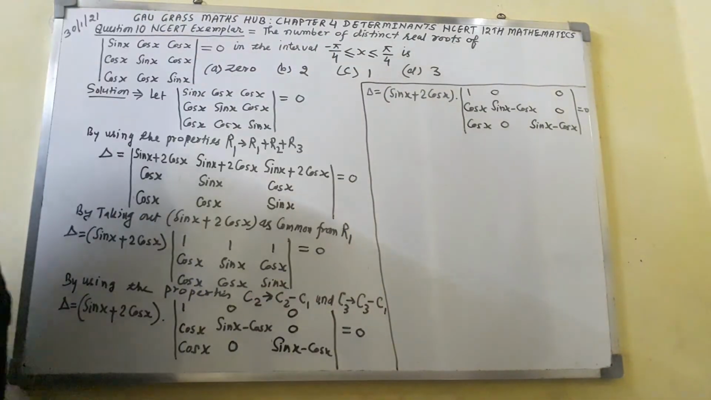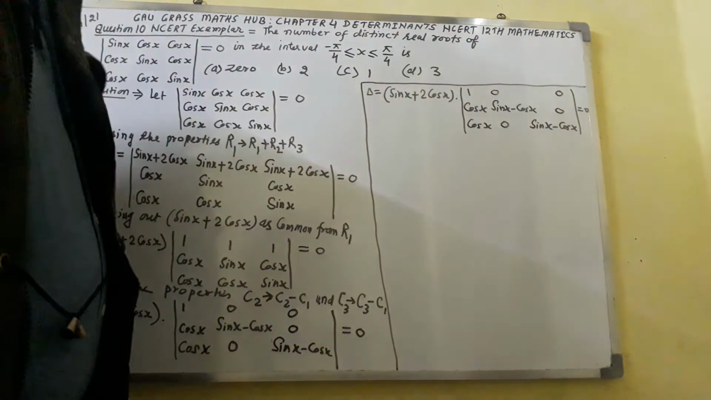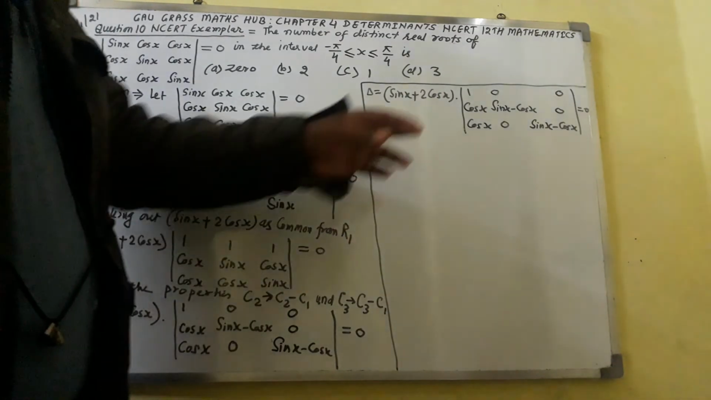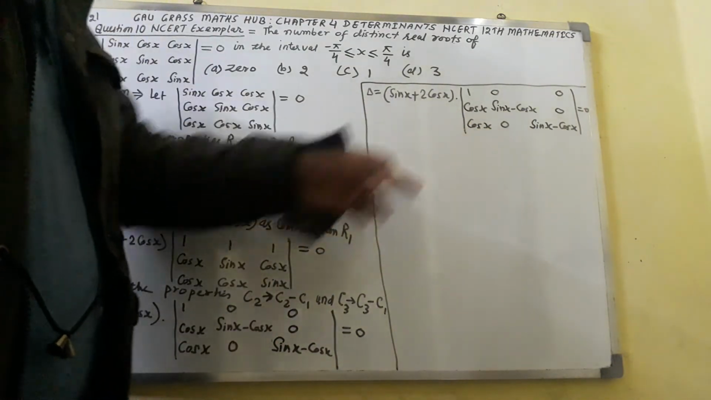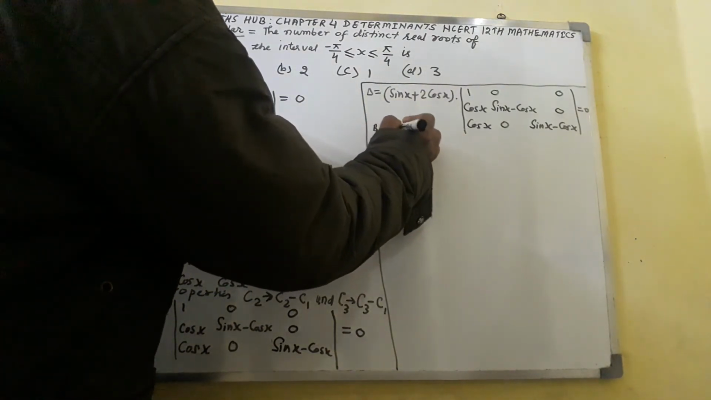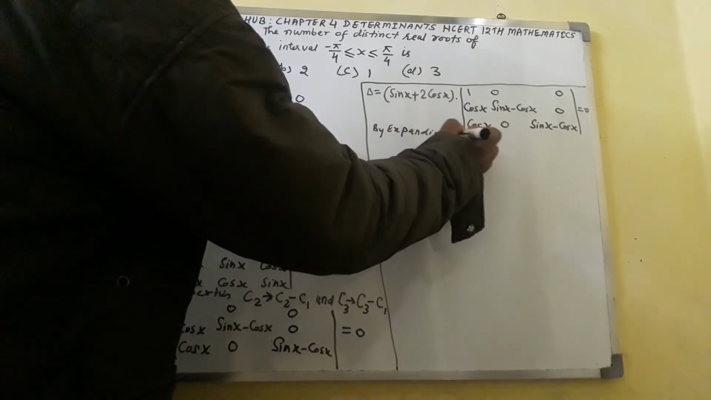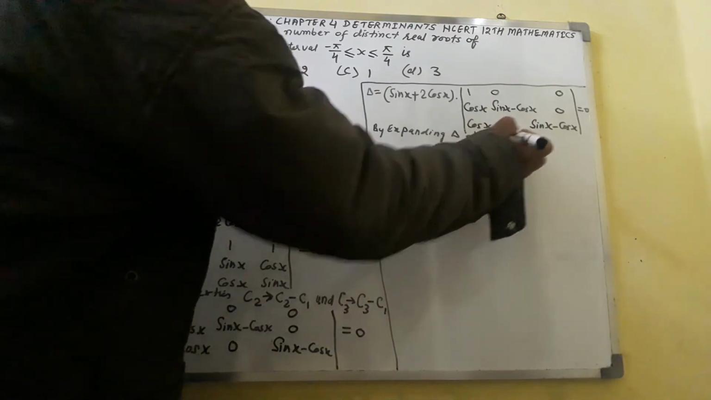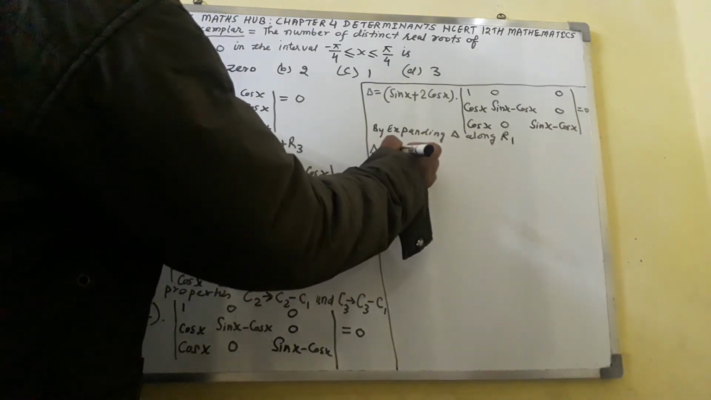Now what will we do next? Next, here you can see in this det there are maximum number of zeros available in the first row. So I am going to expand this det along the first row. So here I shall write by expanding det along R1.